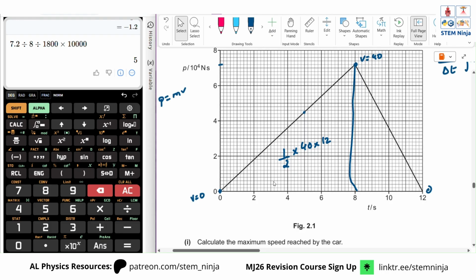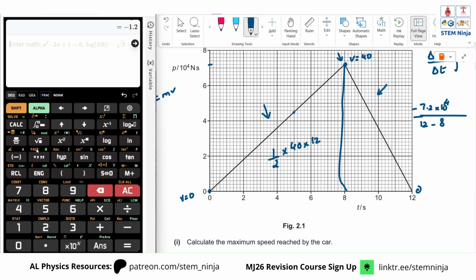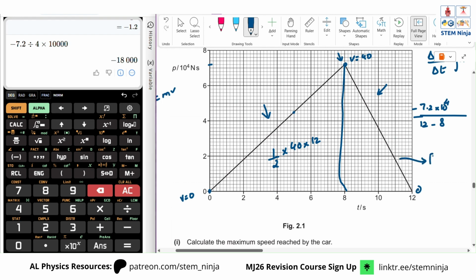Force is constant up till this point. So we have one force over here, and the second force would be over here. We need to find this force also. This would be a decelerating force, 0 minus 7.2 times 10 raised to power 4, divided by 12 minus 8. So this would be minus 7.2 divided by 4 times 1000. So the force in this part is minus 18,000.